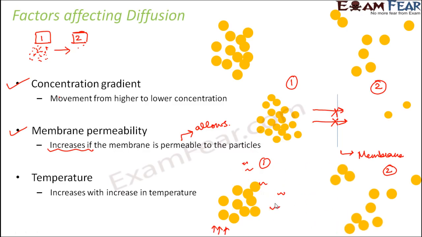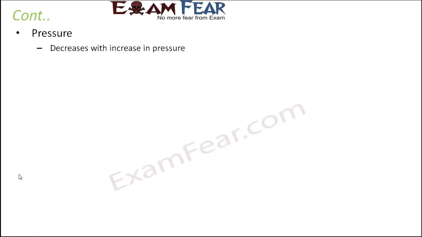So when they start moving faster, they will move faster from region 1 to region 2. So when they move faster, the rate of diffusion increases. That is why we say with increase in temperature, the rate of diffusion also increases. Now what will happen with change in pressure?